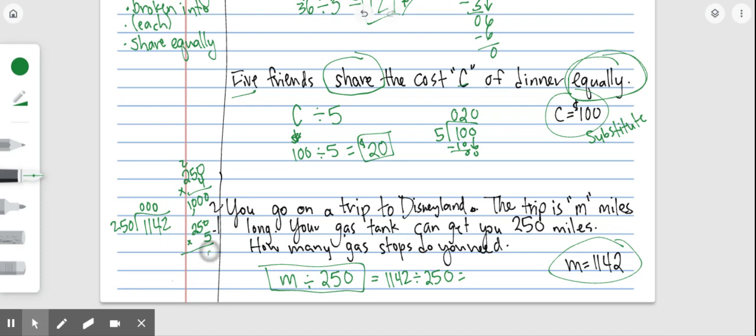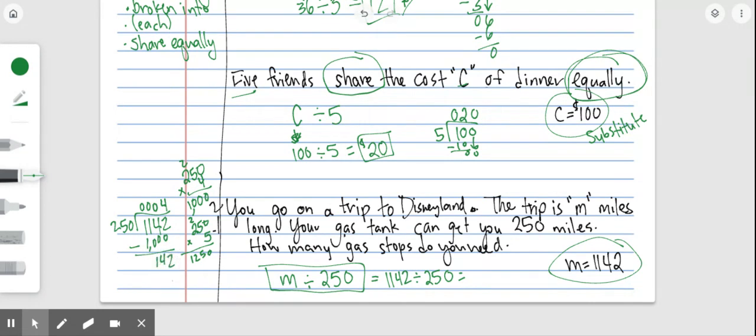5 times 0 is 0. 5 times 5 is 25. Carry the 2. 5 times 2 is 10, plus 2 is 12. 1250, that's too much. It's too high. So I start with 4, and then I get 1,000, and I have 142 left over.